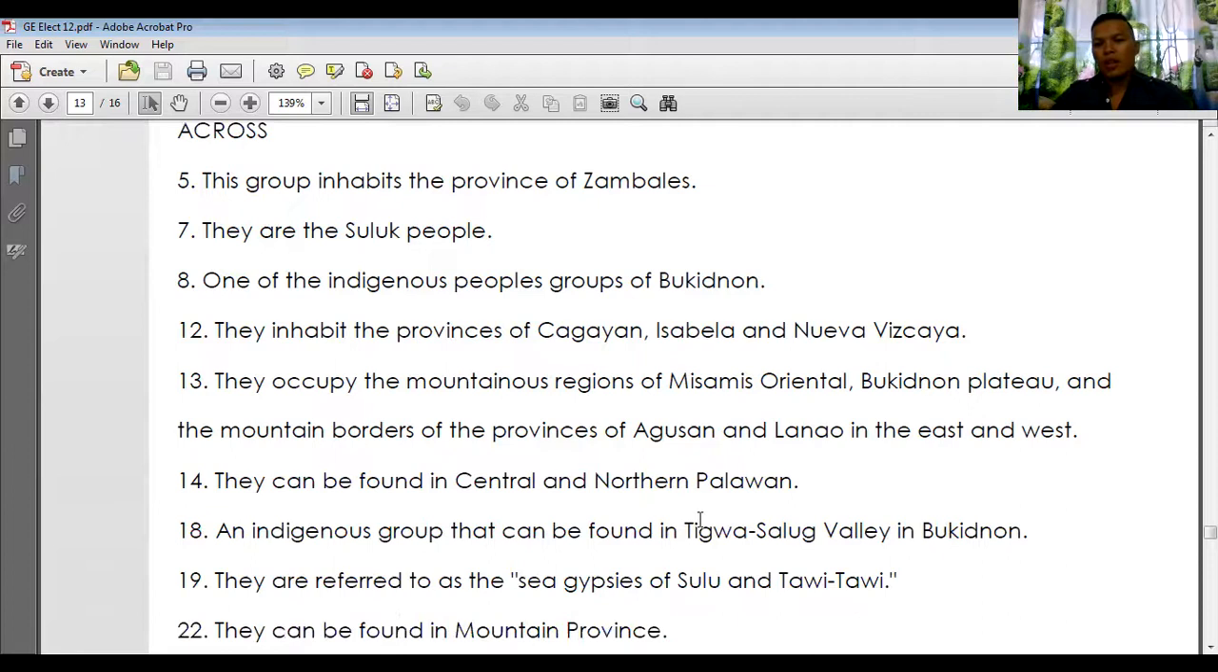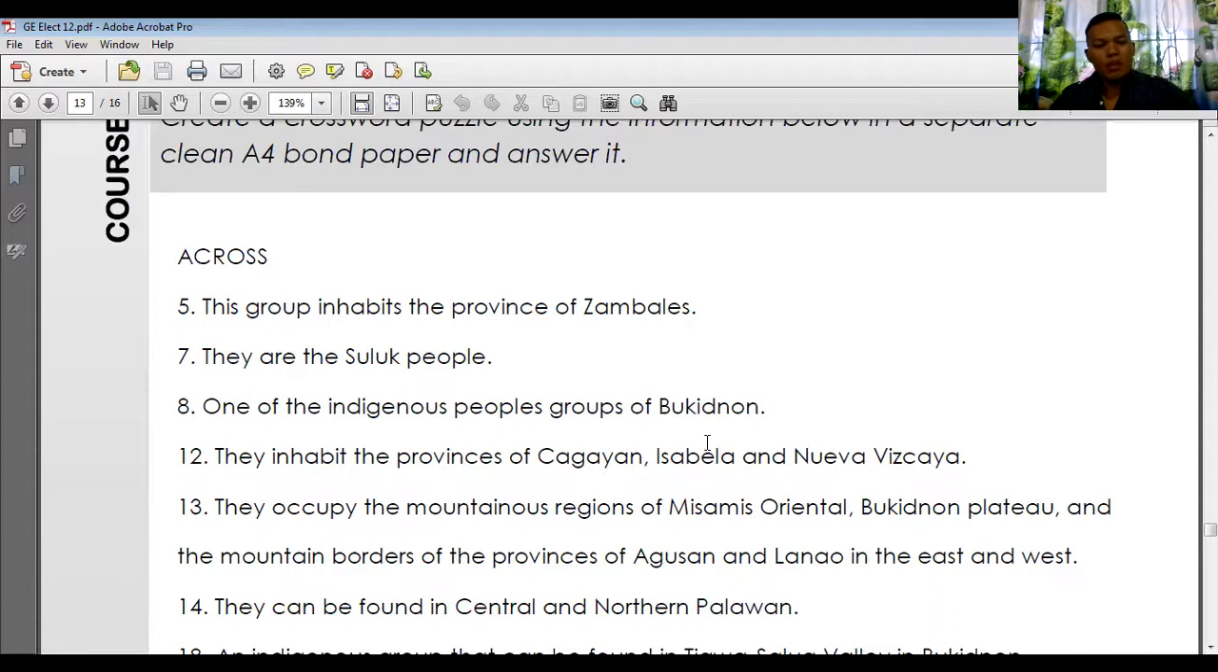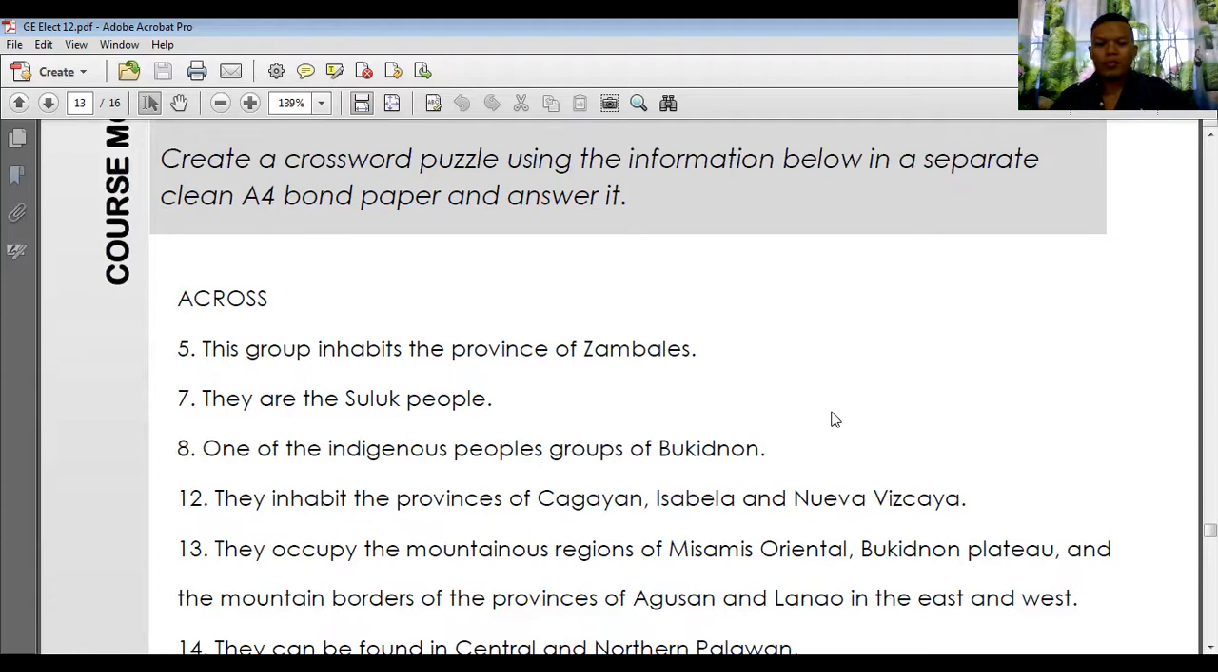Make the boxes for the crossword puzzle. For example: this group inhabits the province of Zambales. Who are they? Then the answer, and how many letters the word has. Another: one of the indigenous people groups of Bukidnon. The answers are in the provided reading. Once I find my sample, I will forward it to the chat group so you can see the format.